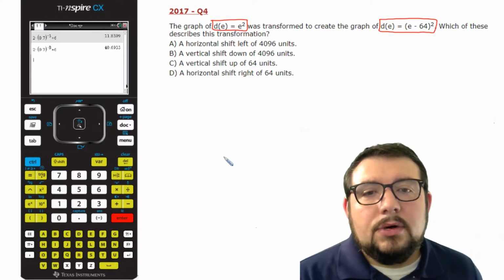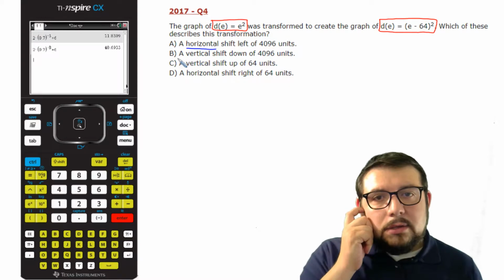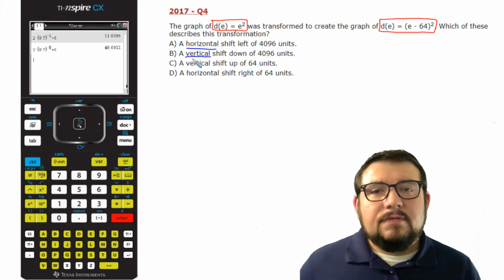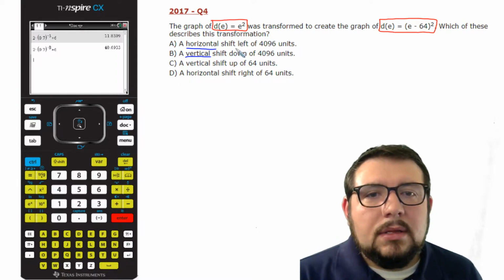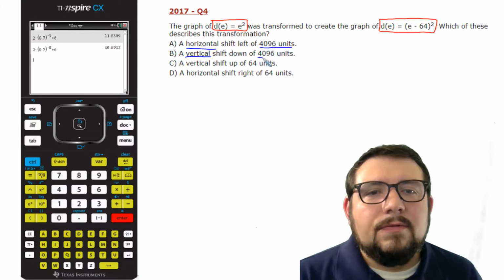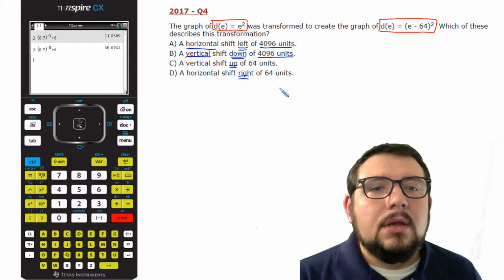Here I can see in my answer choices that it talks about horizontal. Remember, horizontal means, of course, side to side. And then it also talks about a vertical shift. Vertical shift means up and down. And here it talks about it shifting by 4,096 units. That's a lot. Then it says it shifted to the left, or down, or up, or to the right. Now, shift means moved. So did it go to the left by 4,000 units? Did it go up by 64 units? That's our question here.